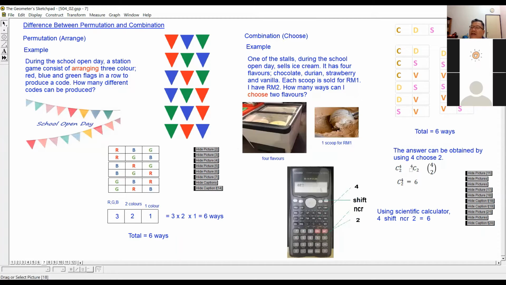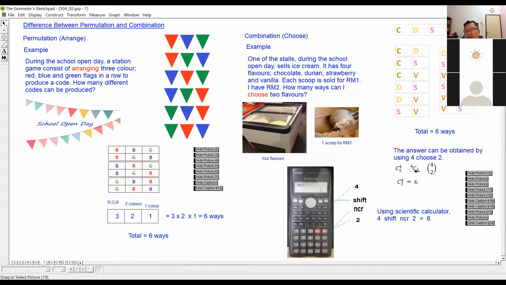So chocolate and durian, and durian and chocolate, are the same combination. All these combinations are the same as the one in front, except that you write it in a different way. It is a different arrangement, but it's not a different choice. So in combination, we have fewer ways. What we have here is four flavors, and we want to choose two flavors. The way is called 4C2. That means 4 choose 2.